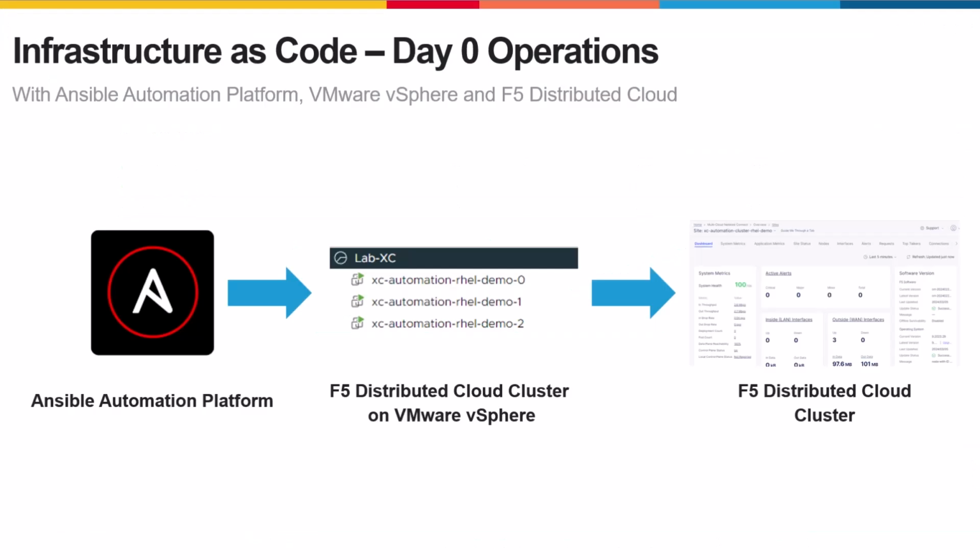So what I've shown you today is how we can use the power of Ansible Automation Platform with F5 Distributed Cloud to deploy customer edges via infrastructure as code, and start from just an OVA to a fully deployed F5 Distributed Cloud cluster in your VMware vSphere environment in about an hour.